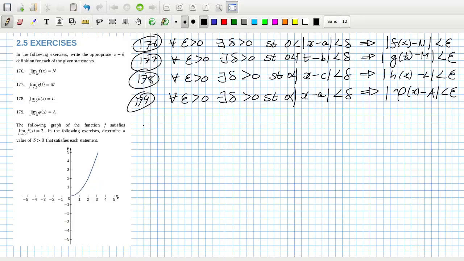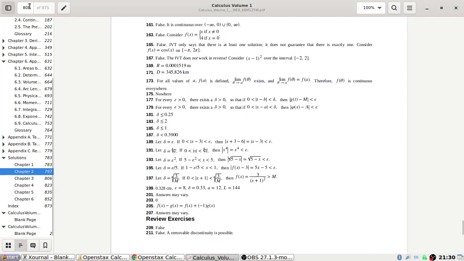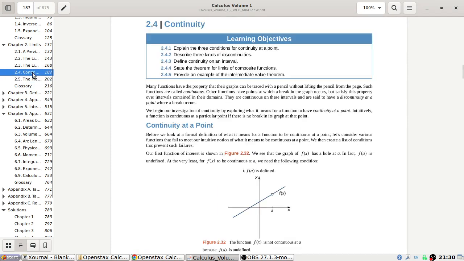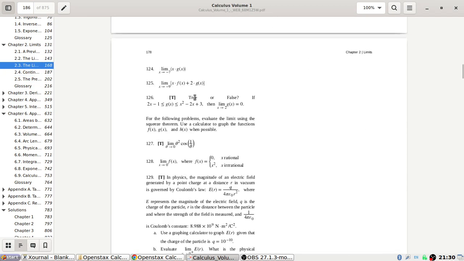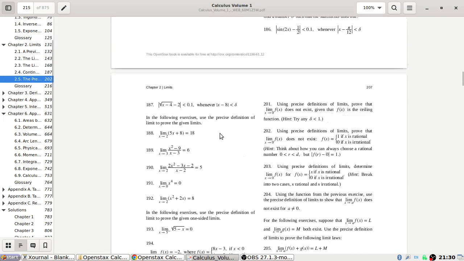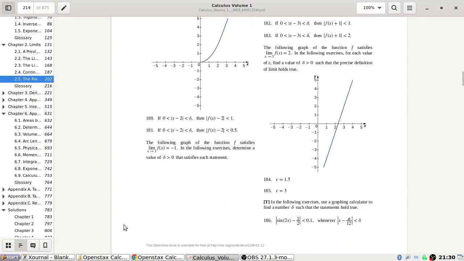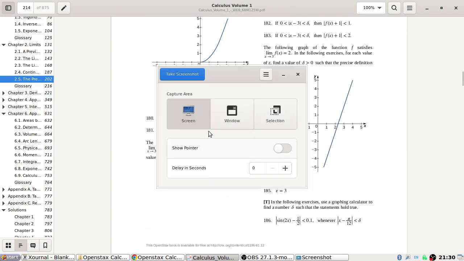Anyways, the following graph of the function f(x) satisfies that. In the following exercise, determine a value of delta that satisfies each statement. Oh, okay, so I need to go back here. I can copy this.